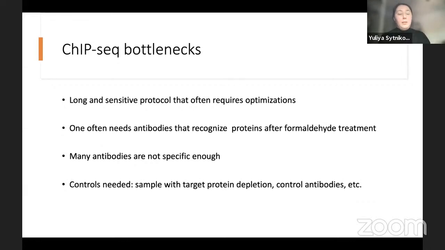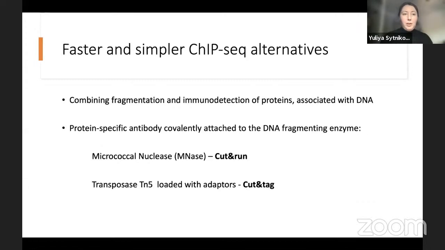Even so, some groups adapted it for single cell methods. However, recently some alternatives for ChIP-seq arose, and you probably heard of CUT&RUN and CUT&Tag. So basically, in this case, you don't do immunoprecipitation.